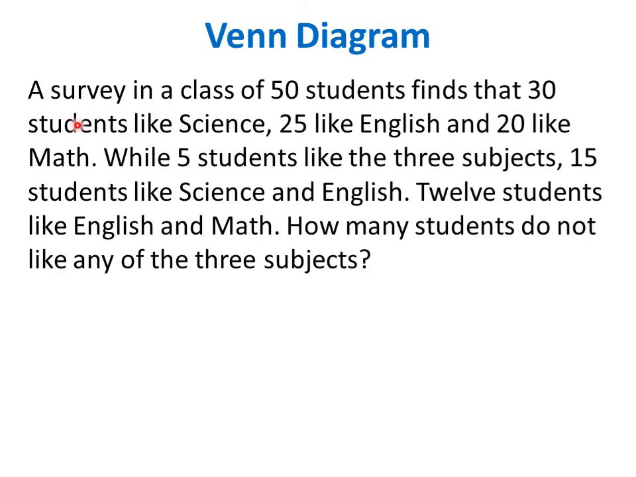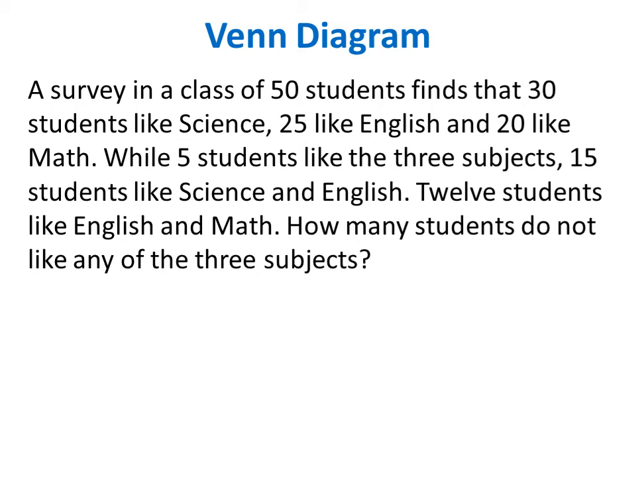Okay, finally, let's consider a word problem that we can solve using a Venn diagram. The problem says, a survey in a class of 50 students finds that 30 students like science, 25 like English, and 20 students like math, while 5 students like the three subjects, 15 students like science and English, 12 students like English and math. How many students do not like any of the three subjects?